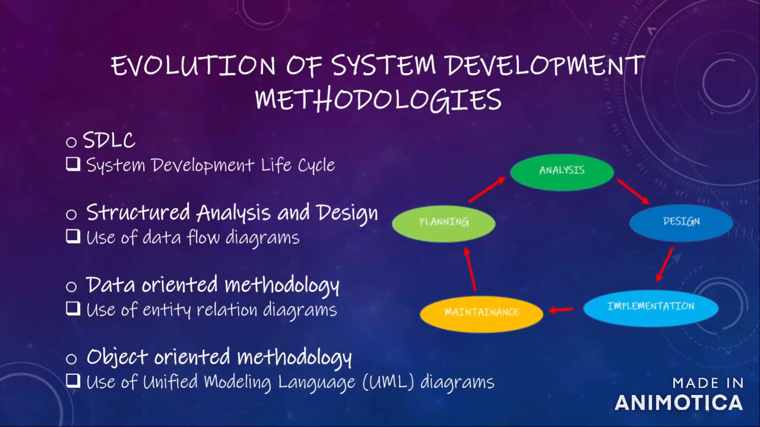Now we are going to talk about the evolution of system development methodology. First, system development life cycle. Then, structured analysis and design where we use data flow diagrams. Then, data-oriented methodology where we use entity relation diagrams. Then, object-oriented methodology where we use unified modeling language diagrams.